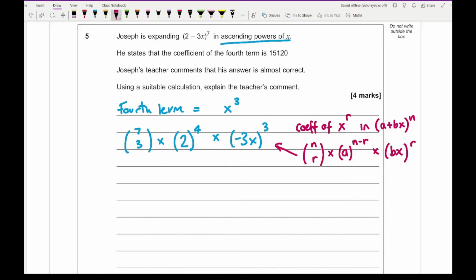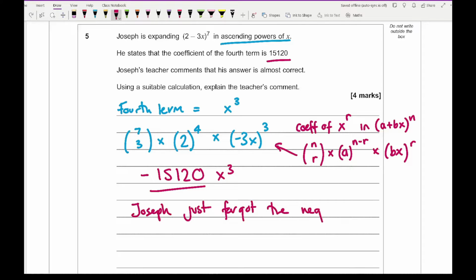And if I type that all into my calculator, I get an answer of minus 15,120 x cubed. So this is the coefficient. So he was pretty close. The only thing that he forgot was the sign. So Joseph just forgot the negative sign. So something along those lines would be absolutely fine.